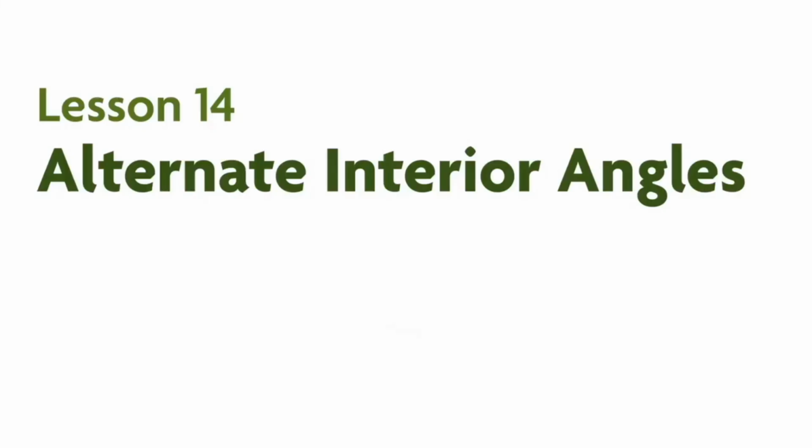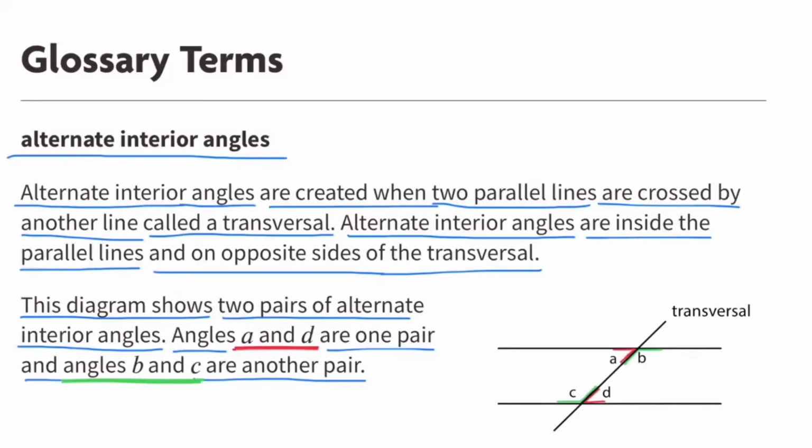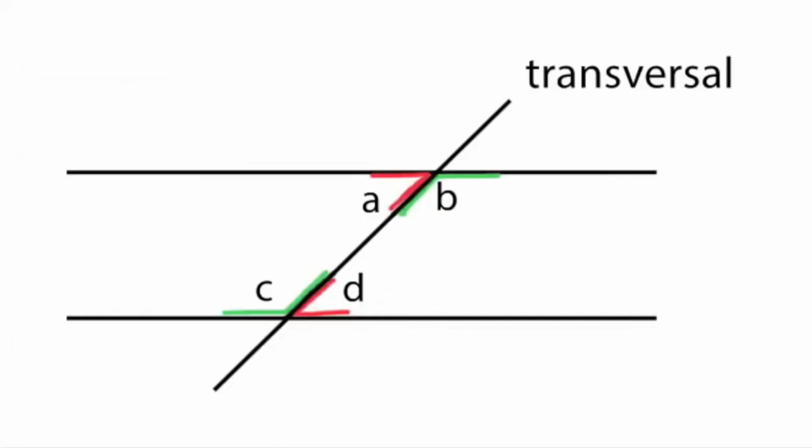8th grade, Unit 1, Lesson 14, Alternate Interior Angles. Alternate interior angles are created when two parallel lines are crossed by another line called a transversal. Alternate interior angles are inside the parallel lines and on opposite sides of the transversal. This diagram shows two pairs of alternate interior angles. Angles A and D are one pair, and angles B and C are another pair.